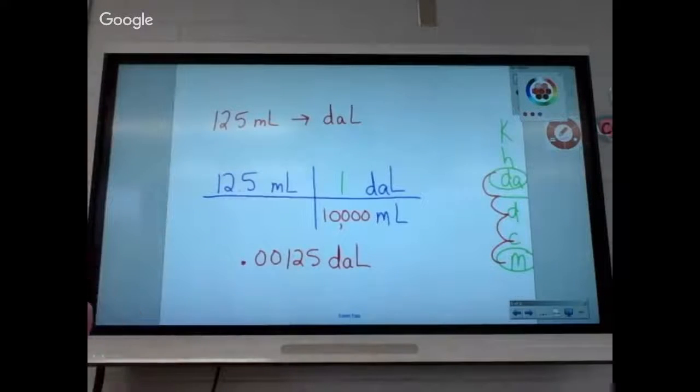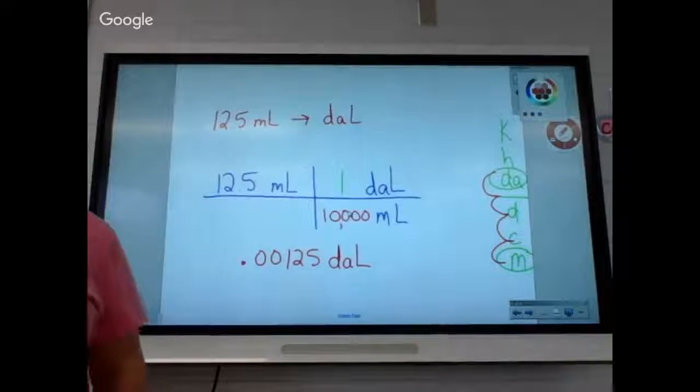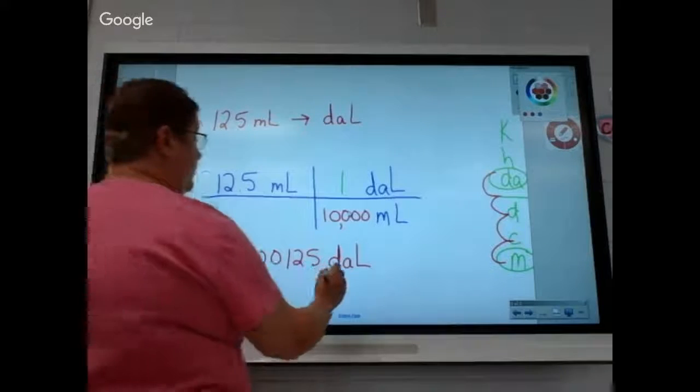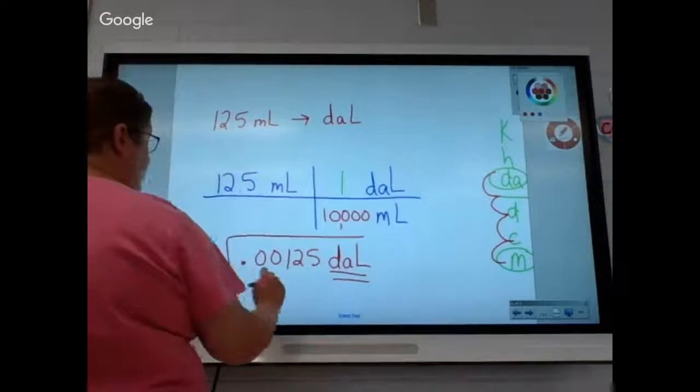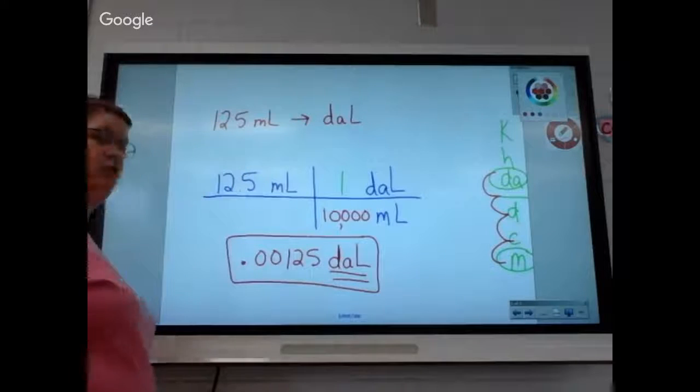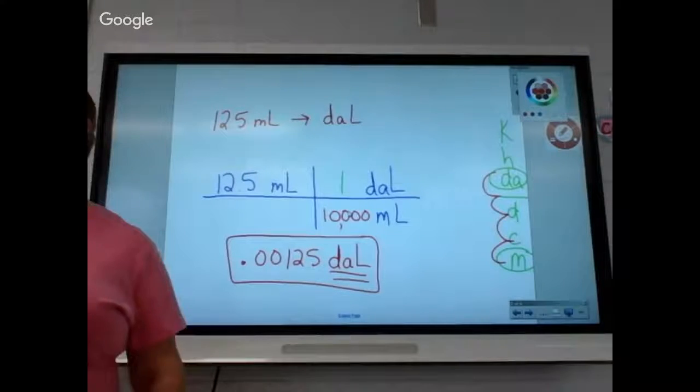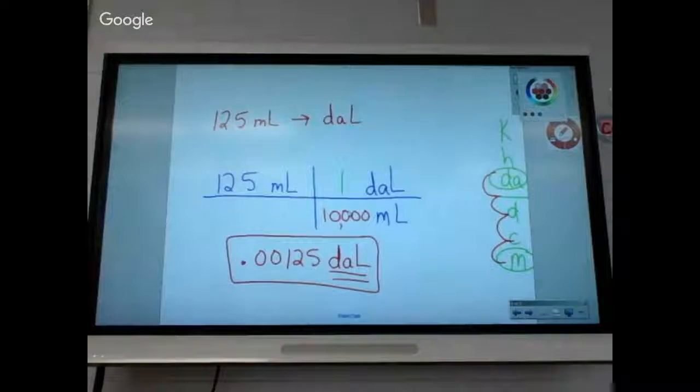Everybody got it? Now, has everybody noticed on both of my answers, what did I make sure I wrote on the end of my answer? The unit. If you don't have a unit on your answer, you lose points. So make sure you have a unit on your answer. It has to be there.